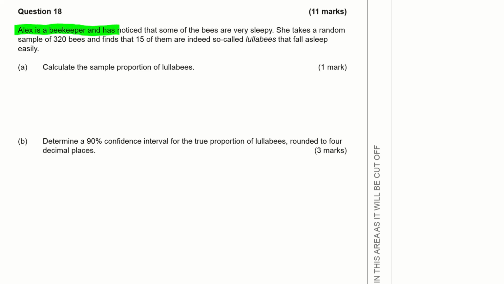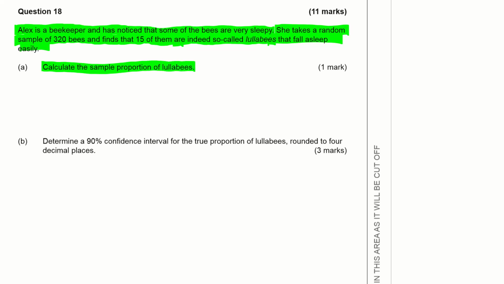Alex is a beekeeper and has noticed that some of the bees are very sleepy. She takes a random sample of 320 bees and finds that 15 of them are indeed so-called lullabies that fall asleep easily. Calculate the sample proportion of lullabies. Well, our p is just going to be 15 out of 320, which is 0.046875. Might be easier to use the 15 over 320.